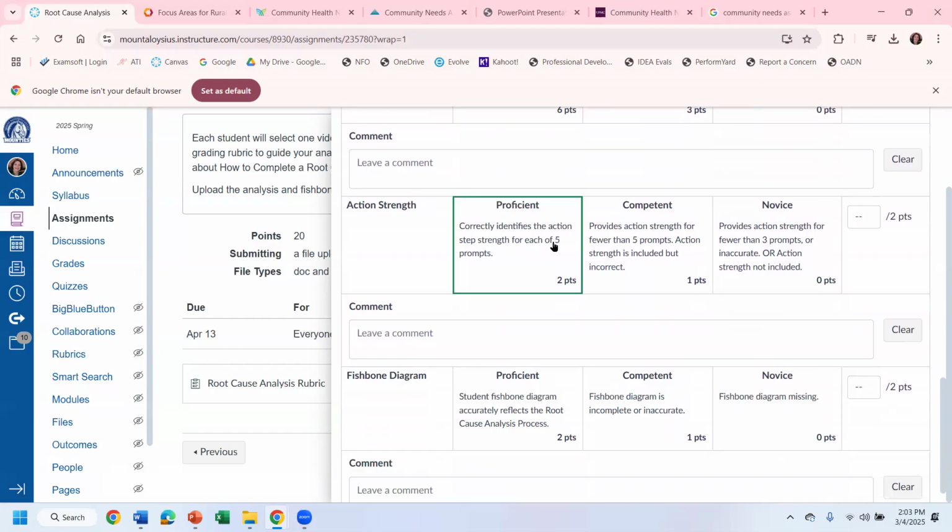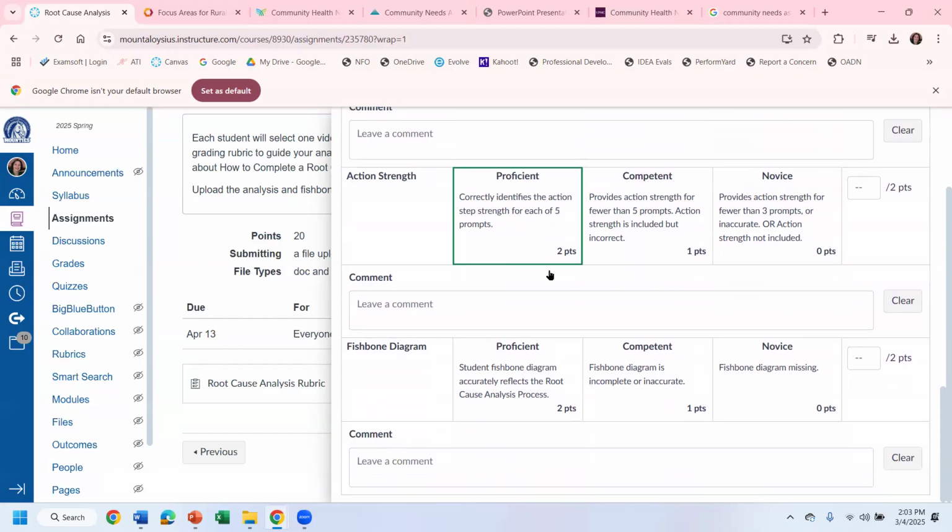Identify the action for each of 5 prompts. So you should have 5 interventions. And then your complete fishbone diagram is also part of this assignment.